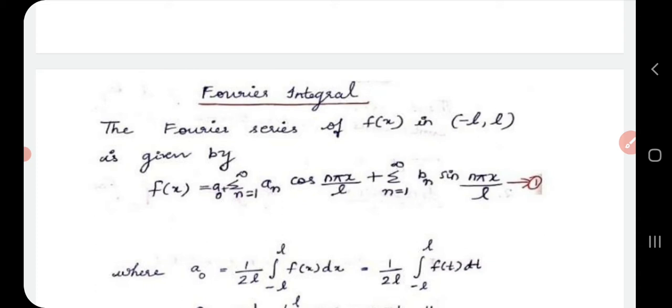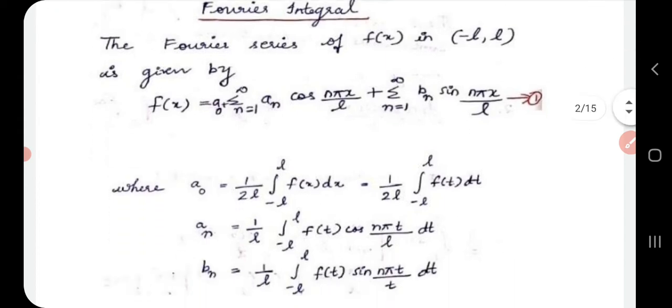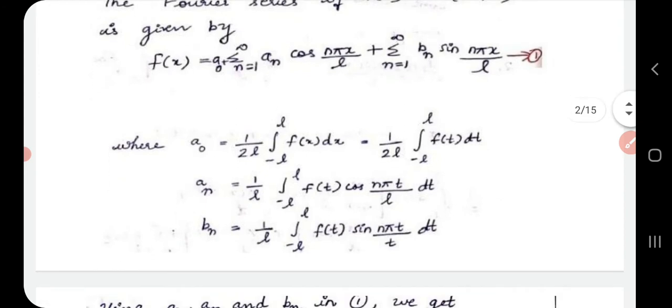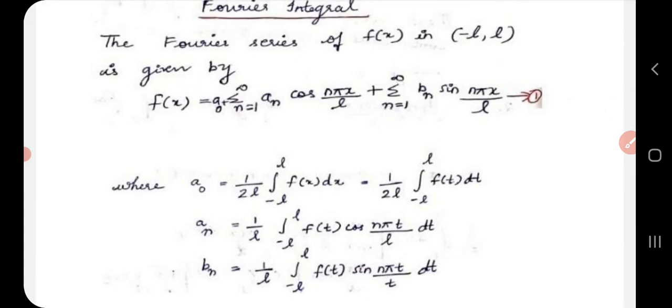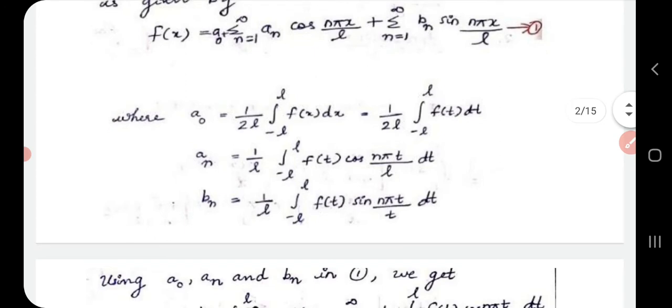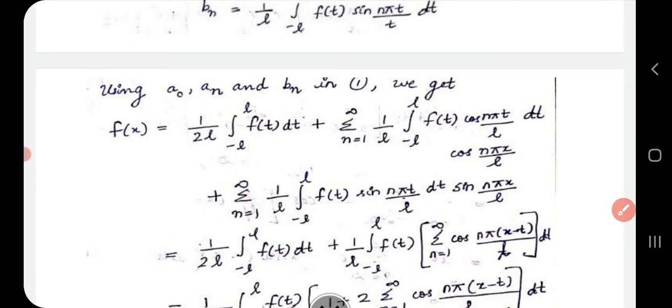So here, the Fourier series of f of x in the interval from minus L to plus L, this I think we have already discussed. It is of the form f of x equal to a0 plus sigma n from 1 to infinity an cos n pi x by L plus sigma n from 1 to infinity bn sin n pi x by L, equation 1. The formulas to find a0, an and bn are given below. Now just substitute the values of a0, an and bn in equation 1, and your equation 1 will look like this.